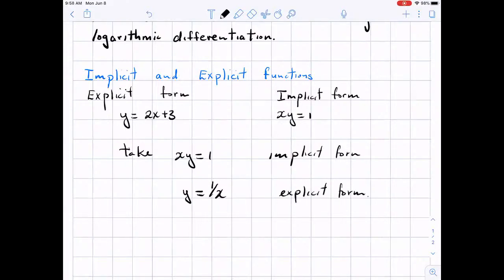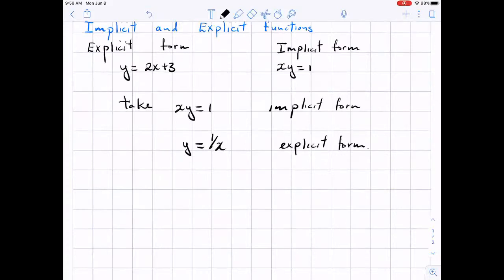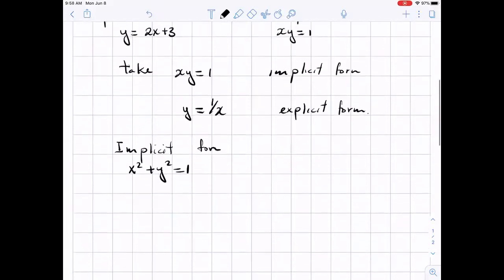Okay, so a very common implicit equation that you've seen is x squared plus y squared equals 1. Right? So this is not a function, but it's an implicit form, because x and y are mixed and the y is not by itself. So they're very common out there.